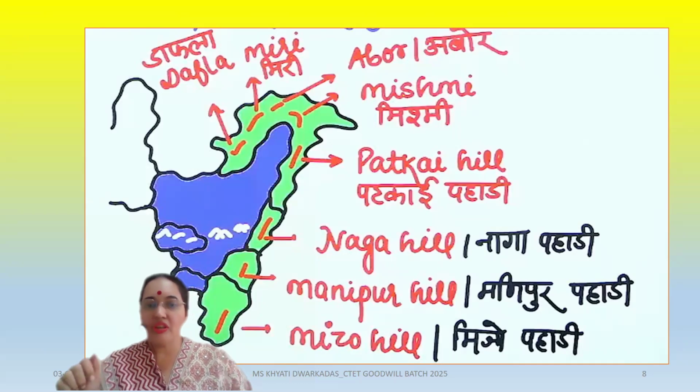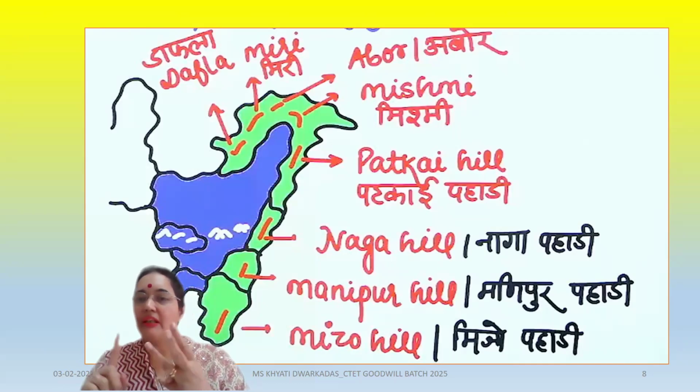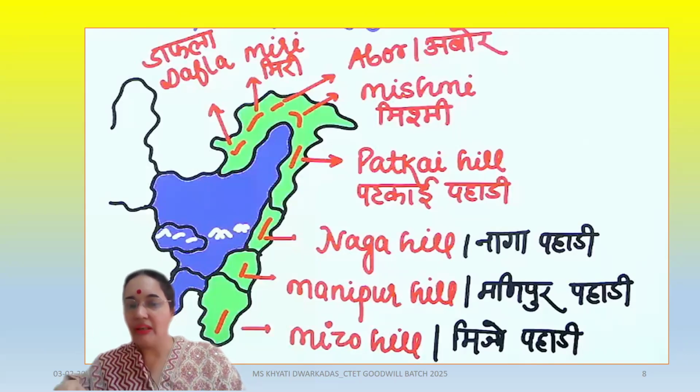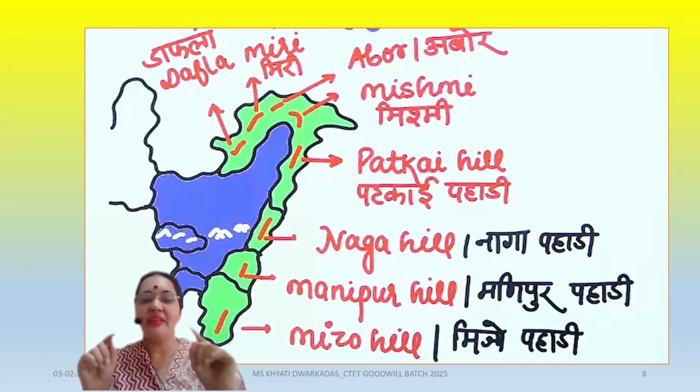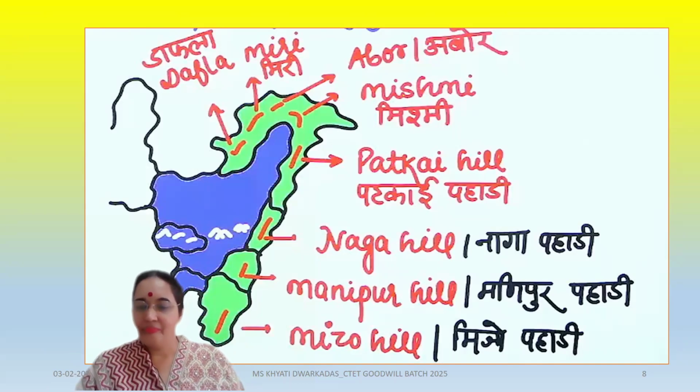So, in Arunachal Pradesh, we have Dafla, Miri, Abor, Mishmi, and Patkai. In Nagaland, we have the Naga Hills. In Manipur, we have the Manipur Hill. And in Mizoram, we have the Mizo Hill. Right?